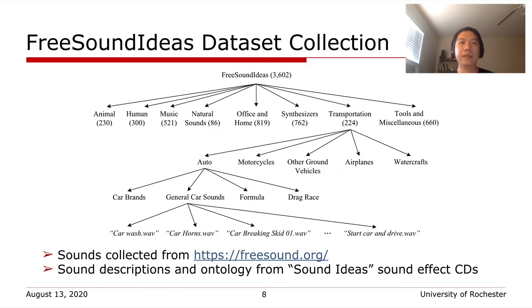We create a new dataset called FreeSoundIdeas as our sound library for subjective evaluation. The ontology is created by referencing sound descriptions and the ontology of SoundIdeas. There are 8 top-layer sound categories, such as animal, human, music, synthesizers, etc. The number of sound concepts in each category is shown in the brackets. For the actual sounds, we do not use sounds from SoundIdeas due to copyright restrictions. Instead, we use their keywords to search similar sounds from FreeSound.